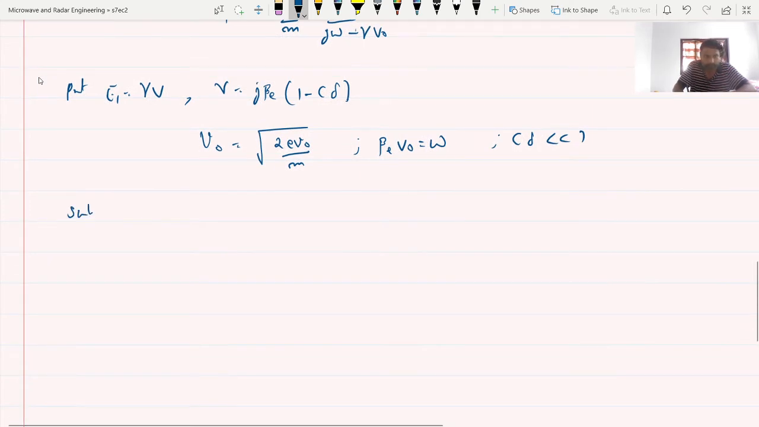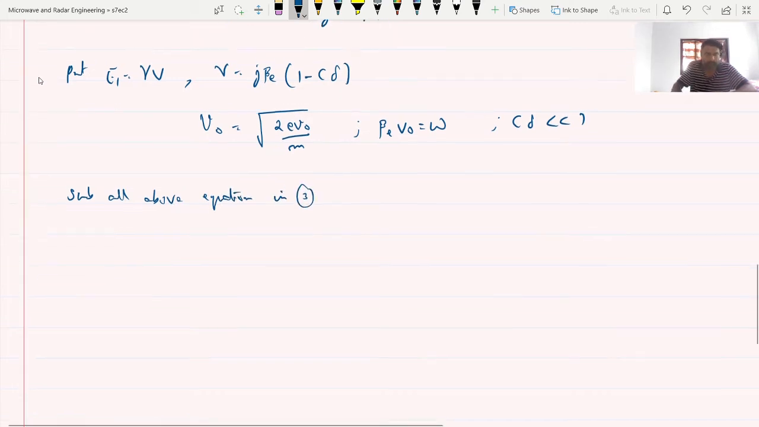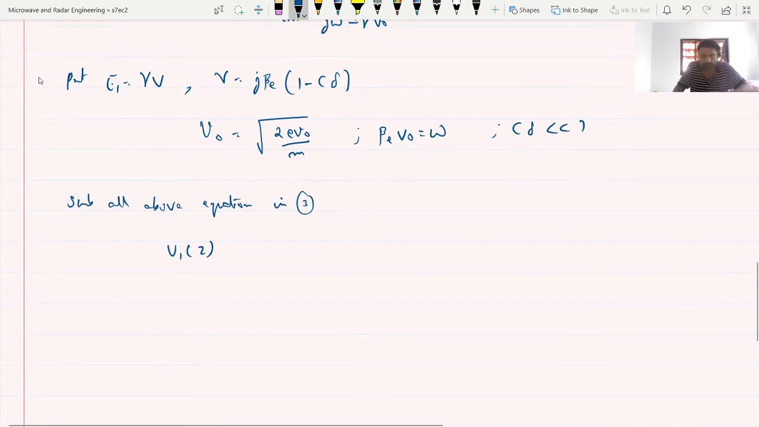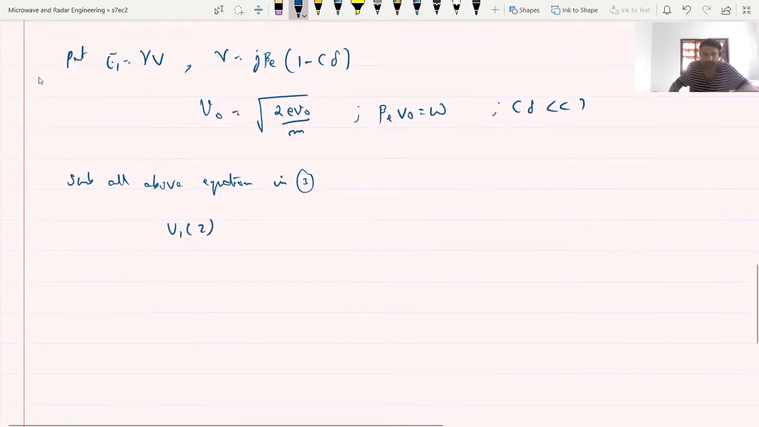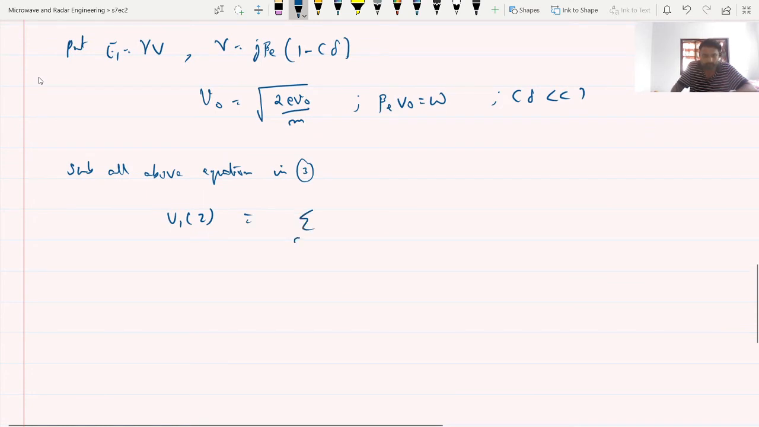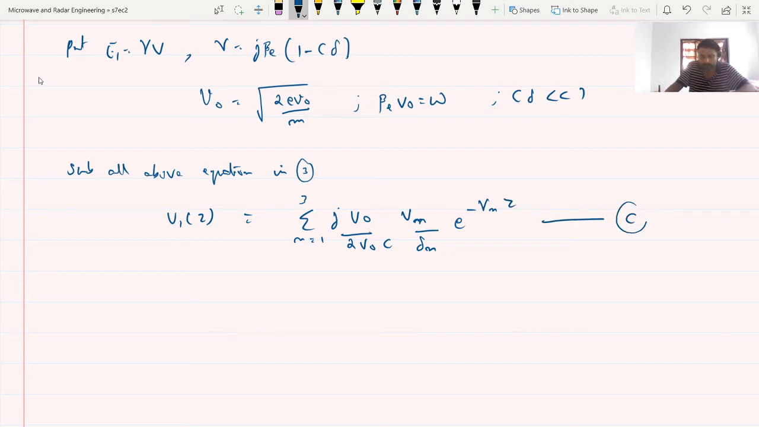Substitute all the above equations in 3. You get V1 offset. V1 offset can be written as sigma n equal to 1 to 3, J V naught by 2 V naught C, Vn by delta n e raised to minus gamma n into Z, called the equation number C.